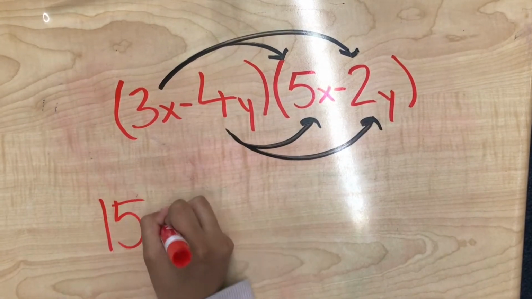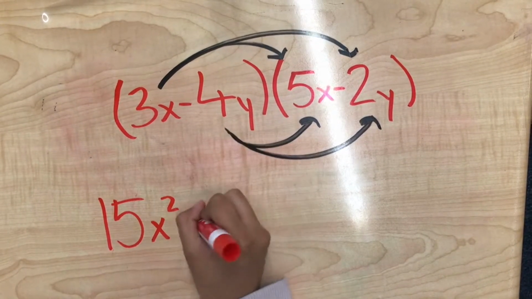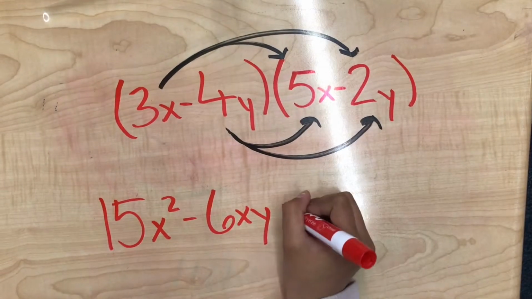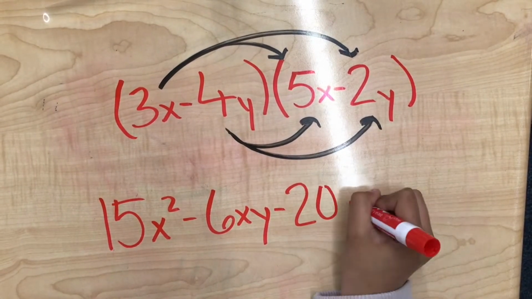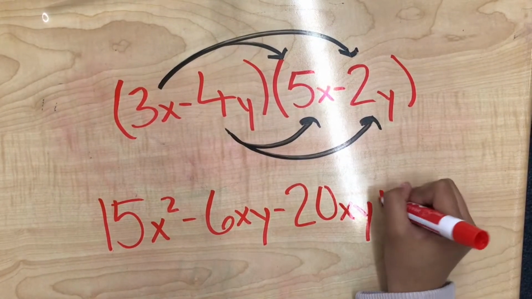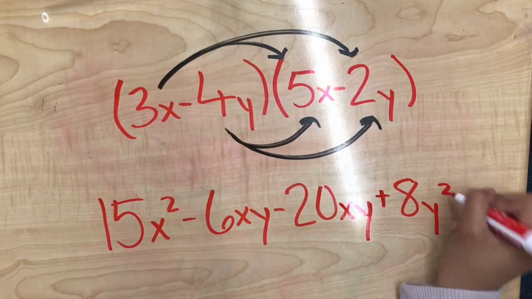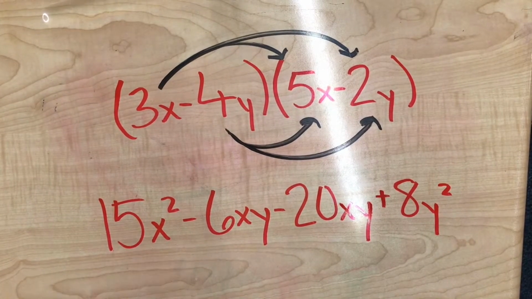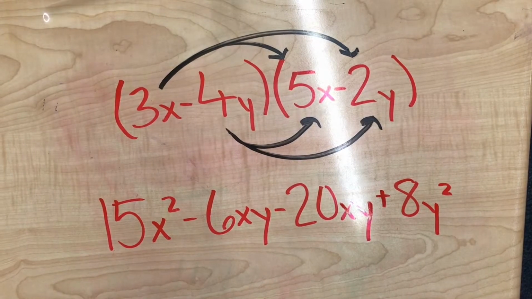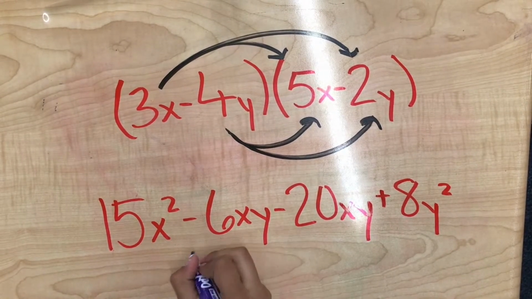So we're going to multiply the polynomials: 3x times 5x getting 15x squared, and 3x times negative 2y giving us negative 6xy, but the x and y we don't combine because they're different variables. And then we do the same for the negative 4y times 5x giving us negative 20xy, and then plus 8y squared.